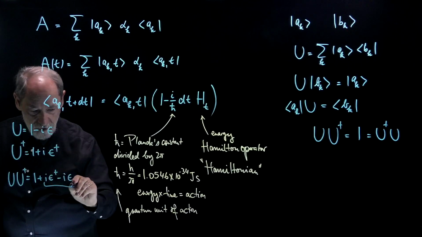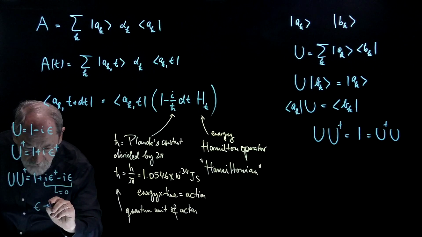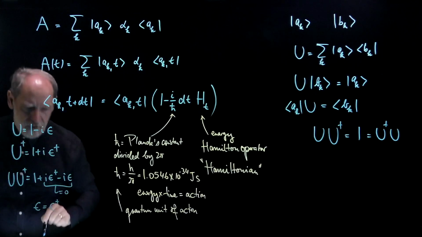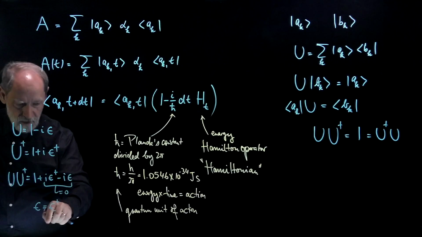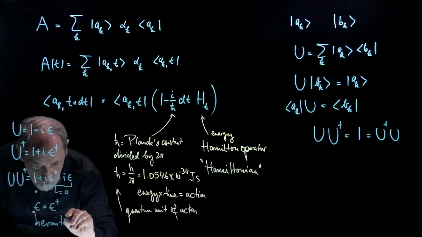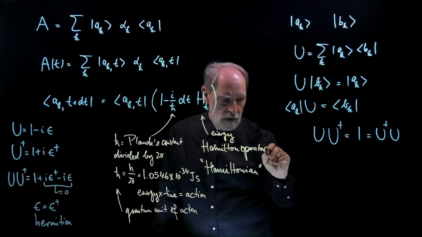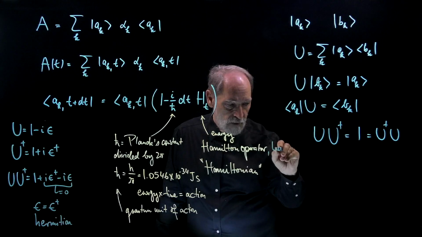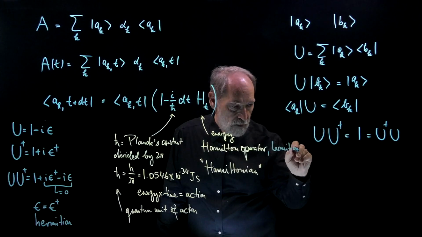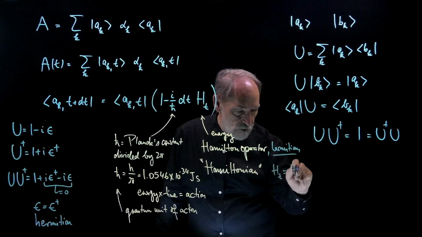So this combination needs to be 0, and that requires that the epsilon is equal to its adjoint. So the epsilon is Hermitian. And so this Hamilton operator is Hermitian. H is equal to its adjoint.